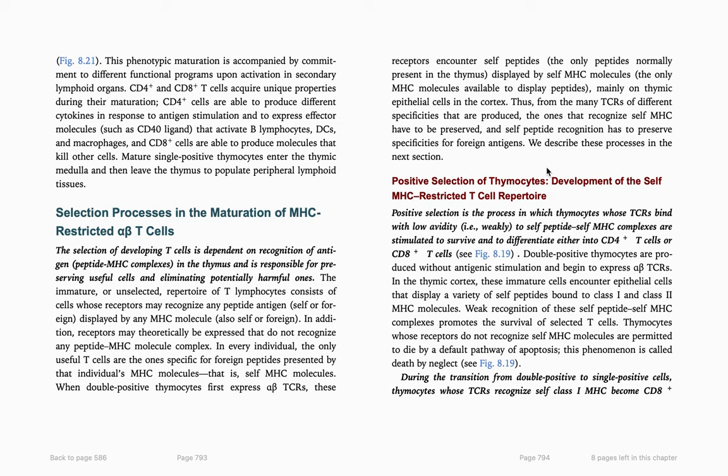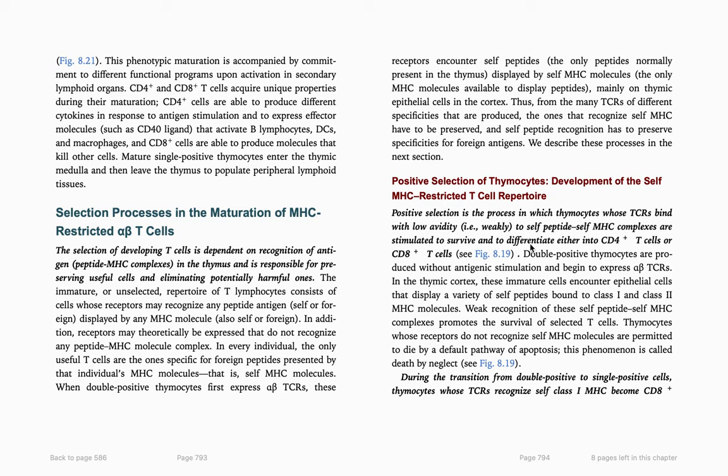Positive selection and thymocyte development of the self MHC-restricted T cell repertoire. Positive selection is the process in which thymocytes whose T cell receptors bind with low affinity, that is weakly, to self peptide-self MHC complexes are stimulated to survive and to differentiate either into CD4 T cells or CD8 T cells. Double positive thymocytes are produced without antigenic stimulation and begin to express the alpha beta T cell receptor.